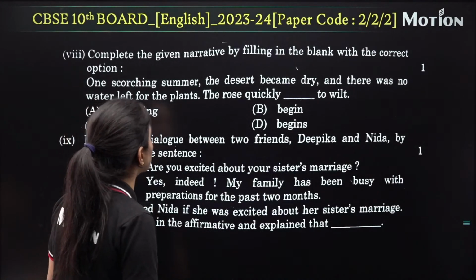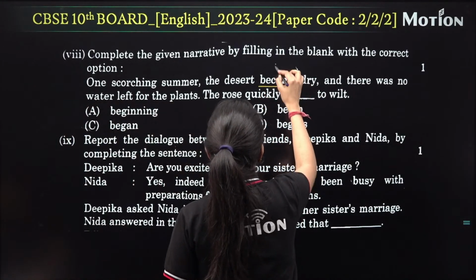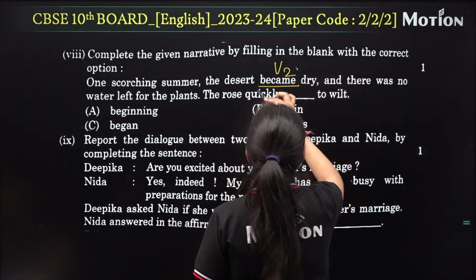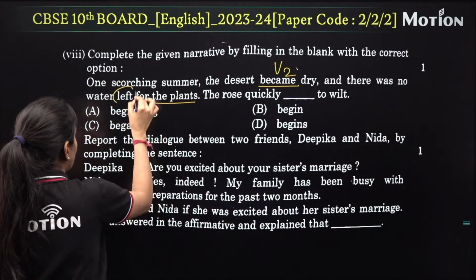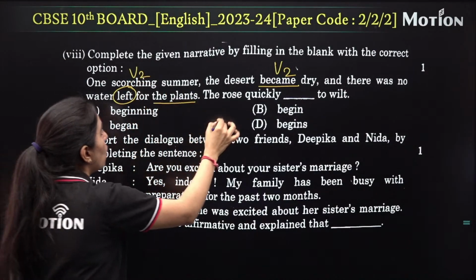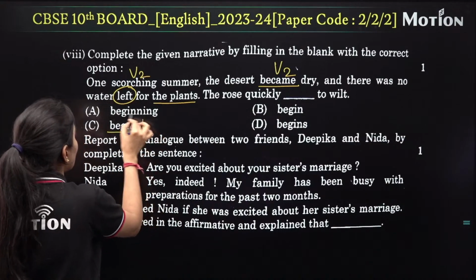Next part, on scorching summer the desert became dry. Now we have used the second form of verb. The desert became dry and there was no water left for the plants. Again, second form of verb. The rose quickly began to wilt.